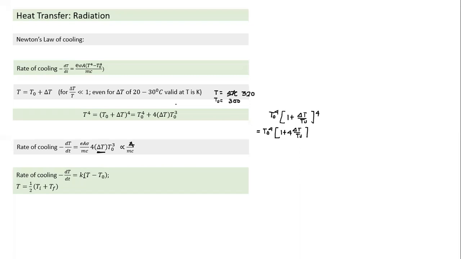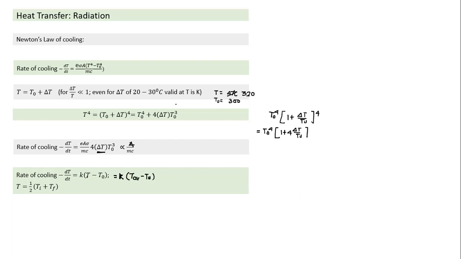What is the temperature of the object here? In most cases, what is given? The temperature at the beginning of the time interval and the temperature at the end of the time interval. So this T here is nothing but the average temperature of the object. So I could have also written it as the average temperature of the object minus T naught. That is Newton's law of cooling. Fairly simple. So two equations.